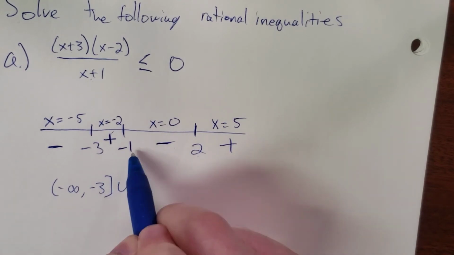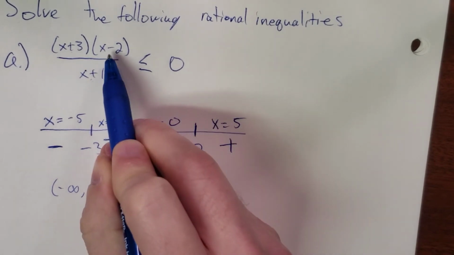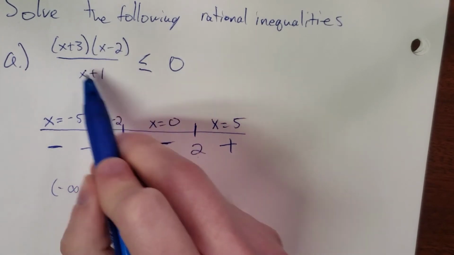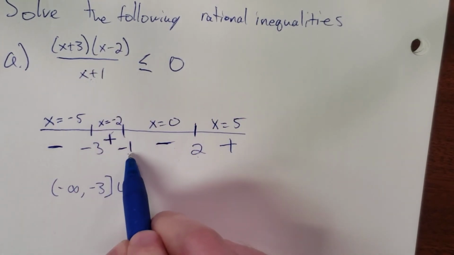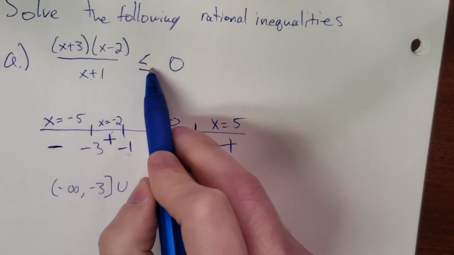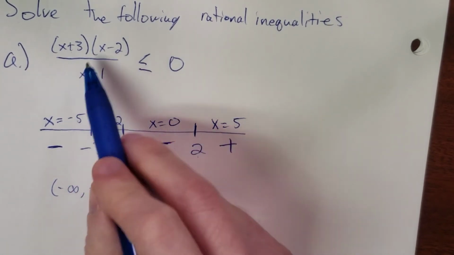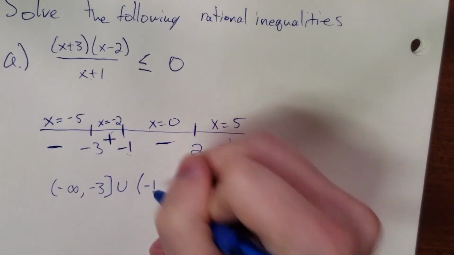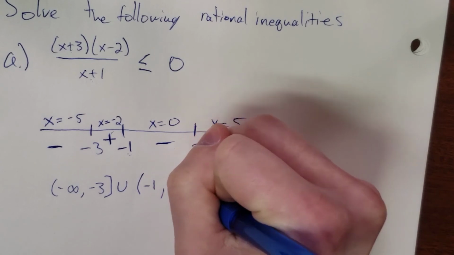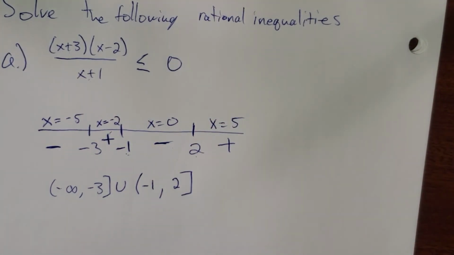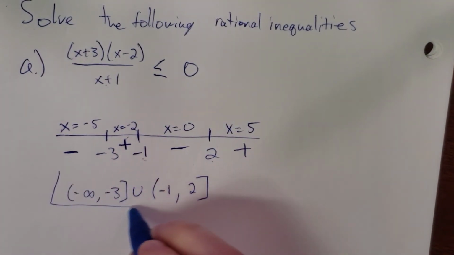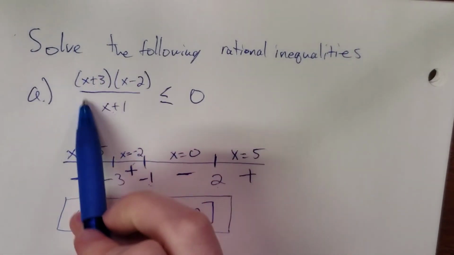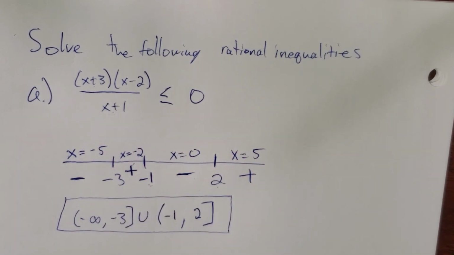But if we pick the negative 1, we get something over 0. Well, that value is not in the expression here. So negative 1, when we plug that in here, is certainly not equal to 0 because it doesn't exist. That value wouldn't exist. So we do not include negative 1, but we do include 2 here. And those are the 2 intervals that satisfy this rational inequality up here.